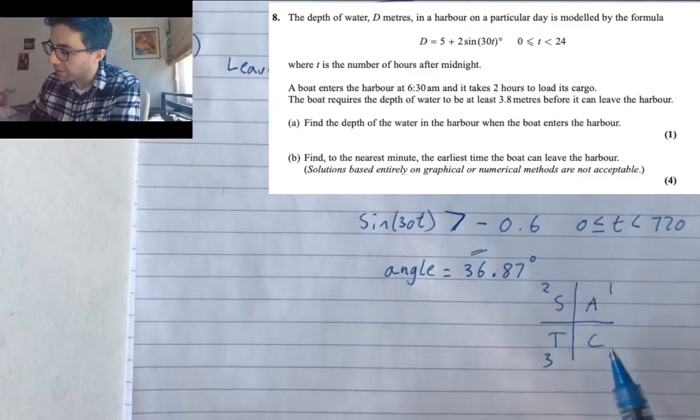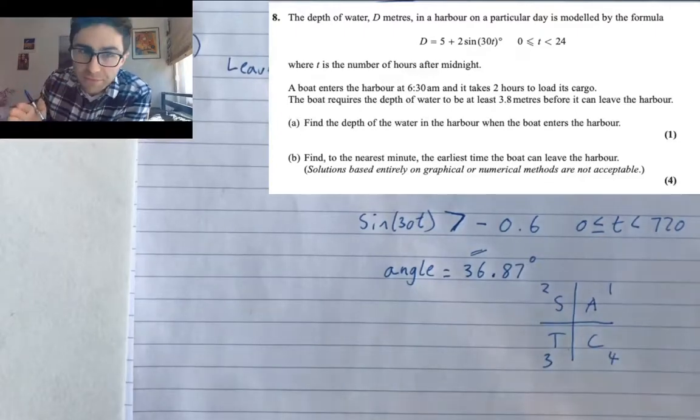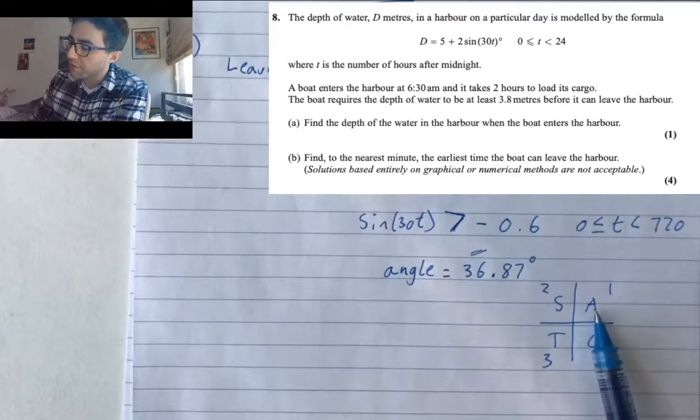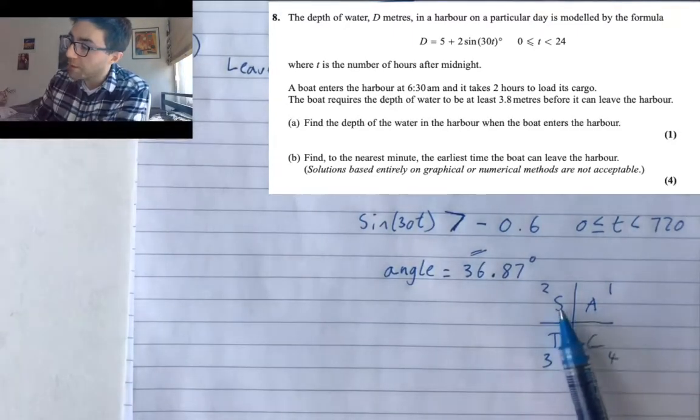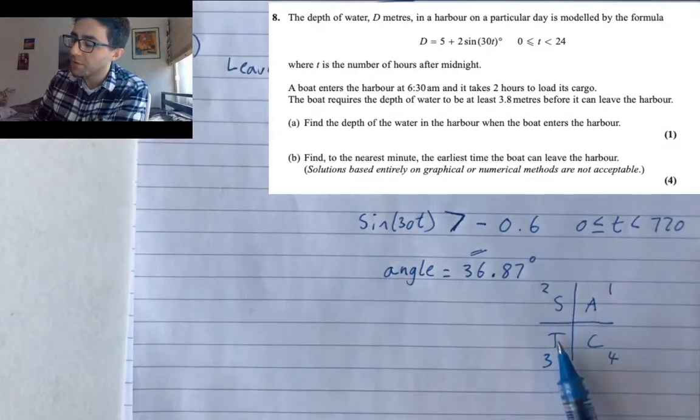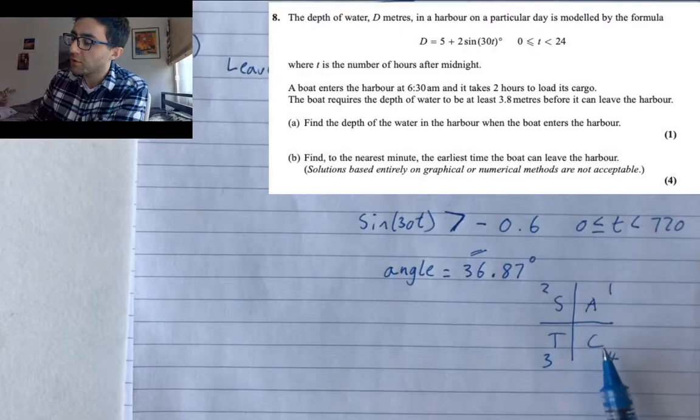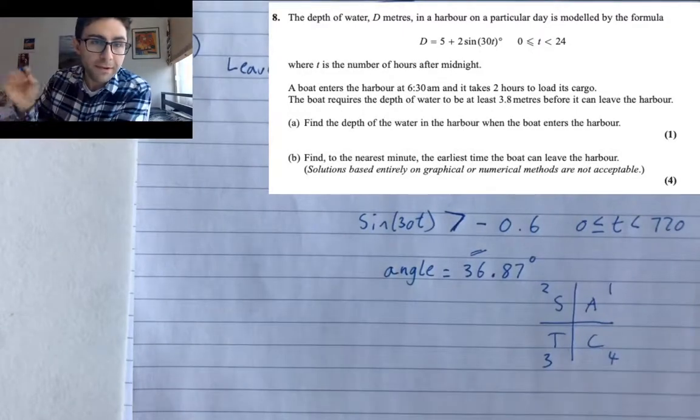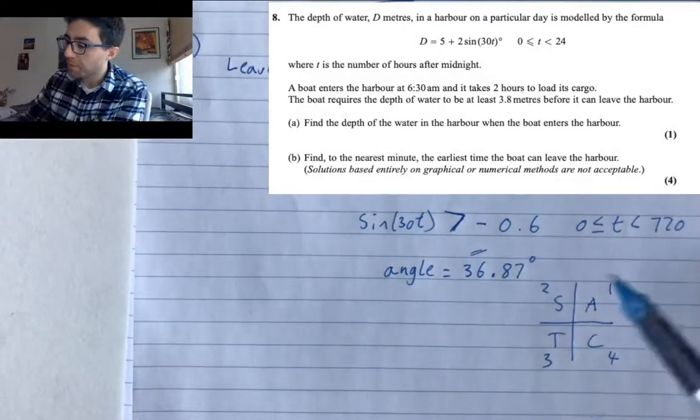So the letters tell you where the things are positive. All of the functions, sine, tan, and cos, are positive in quadrant 1. Only sine is positive in quadrant 2. Tan in quadrant 3, cos in quadrant 4. All sine, tan, cos. That's where they are positive. We want where it's negative.